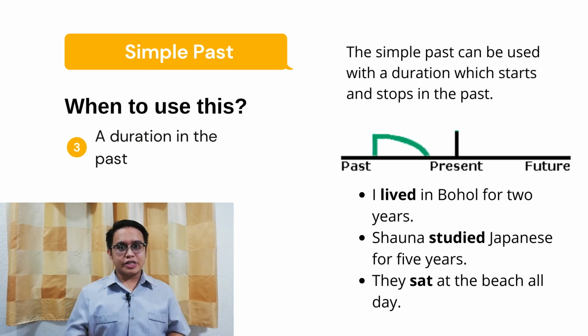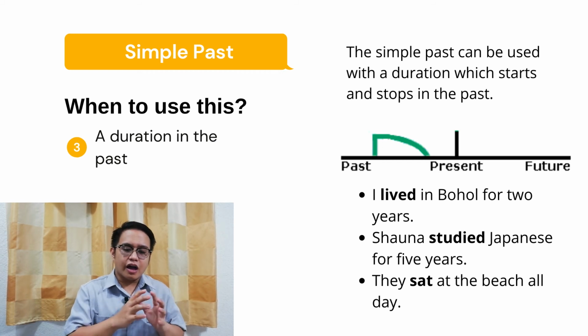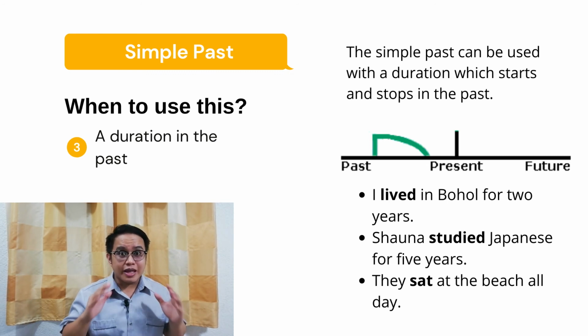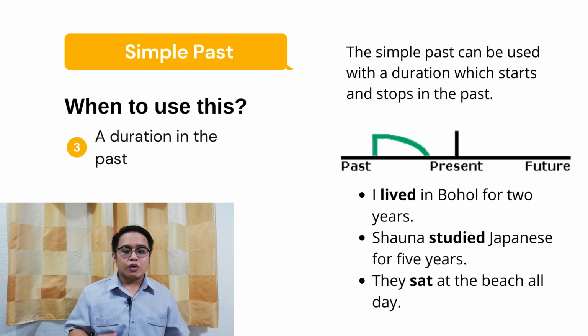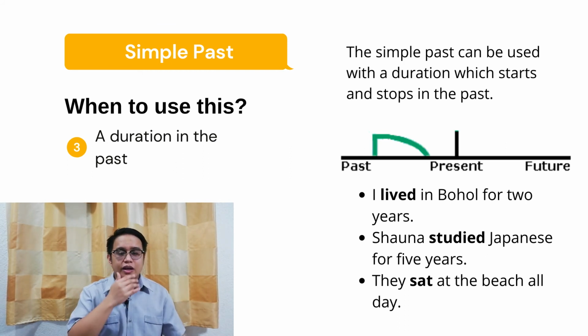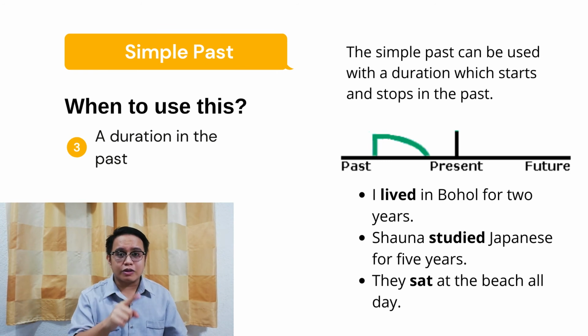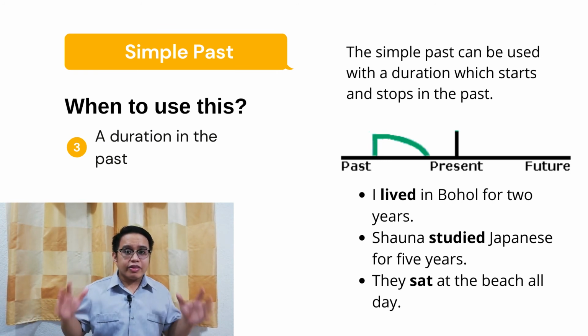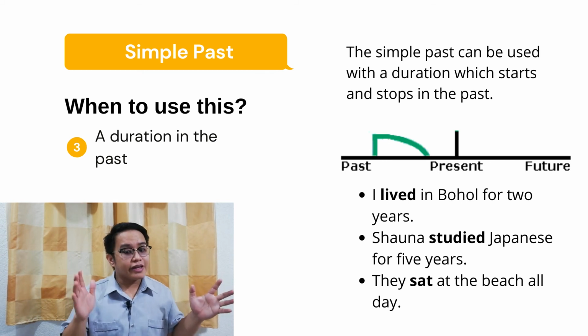Next gamit sa atong simple past is when we use it for a specific duration in the past. So, unsa ka dugay nagbuhat sa action in the past. So, which starts and stops in the past. Okay? Dili pareha sa atong first natong gi-talk about nga one-time action lang siya, kani pwede siya a duration. But then it starts and stops in the past.